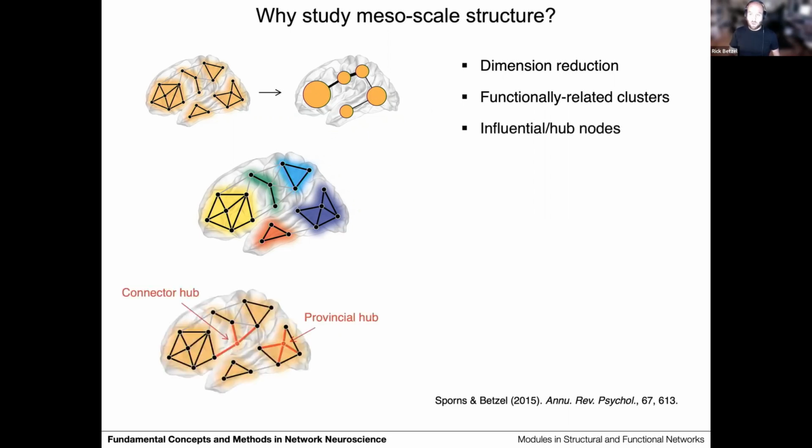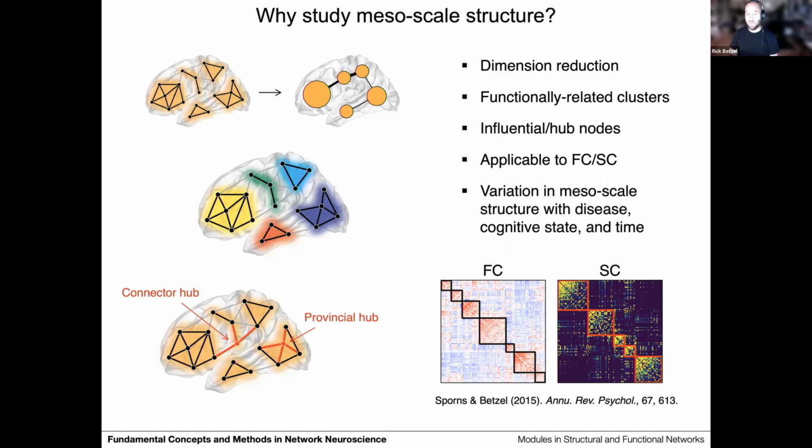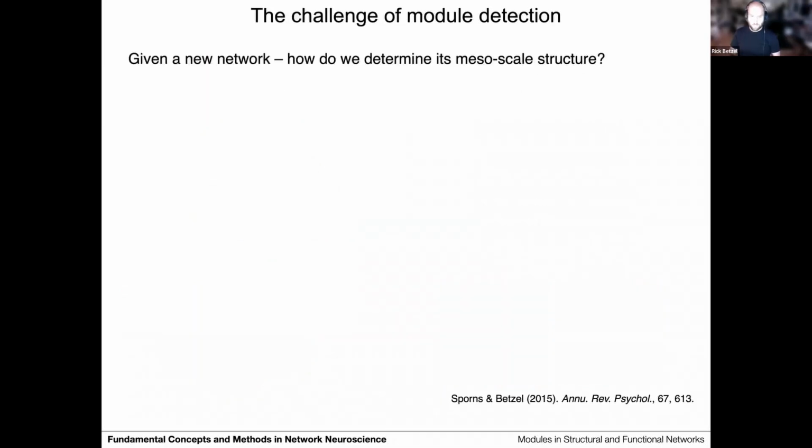If we know a network's modules, we can also use them to diagnose and detect hubs in the network. For instance, connector hubs that sit at the boundary of many different modules, or provincial hubs that make lots of connections to one or a few modules. And importantly, we can apply tools for characterizing and detecting and studying modules equally well to functional and structural connectivity. And then for those of you interested, you can also study individual variation in this mesoscale or community structure. But we're left with a big challenge in most cases.